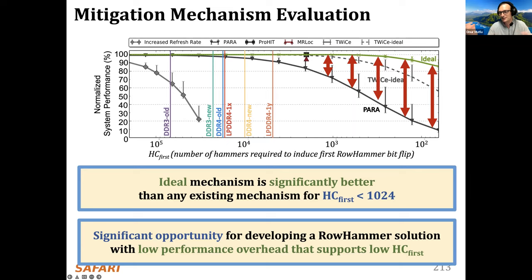But the overhead of some other mechanisms is also not so good. This is TWiCe, for example, at the time it was proposed. It's also not so good over here. And the ideal mechanism, which ideally knows which rows to refresh and refreshes them at the right time, even its overhead is increasing over time, but it's much better than existing solutions. So I'm not arguing that Para is a great solution as technology scales, but augmented with some other solutions, it could potentially be part of the equation.